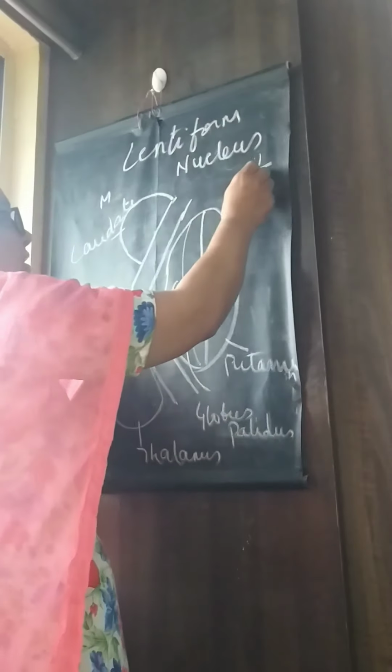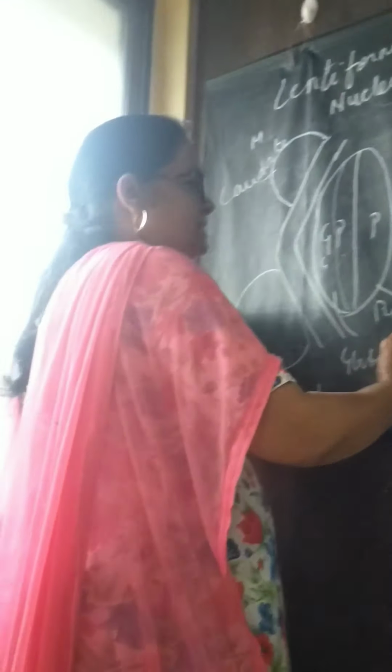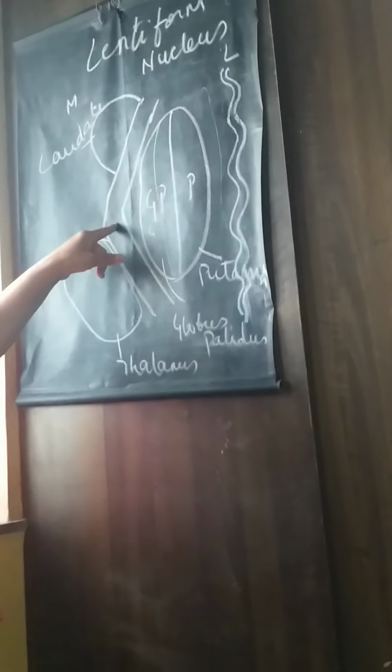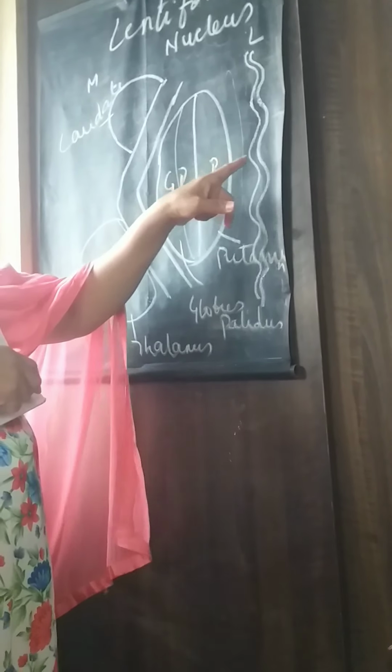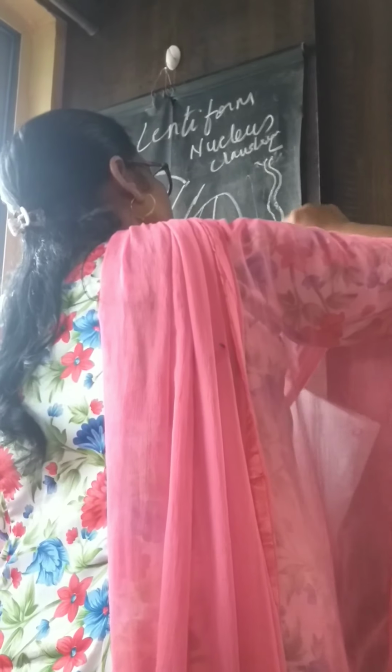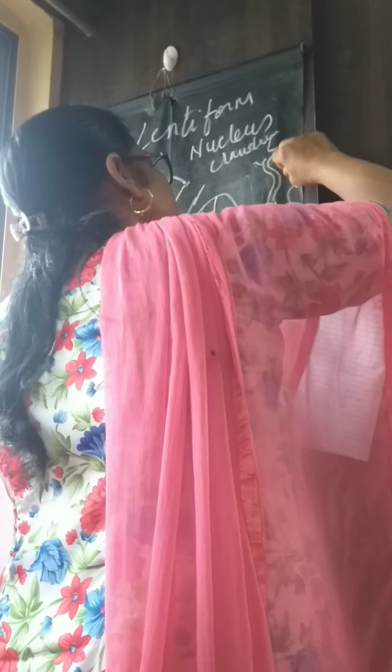Over here on the lateral side, it is related to the claustrum. This is the claustrum, which is present on the lateral side of the lentiform nucleus. And inside this portion is the external capsule. So you have the internal capsule, the lentiform nucleus, the external capsule, and the claustrum. And on the lateral side of the claustrum, there is the insula.